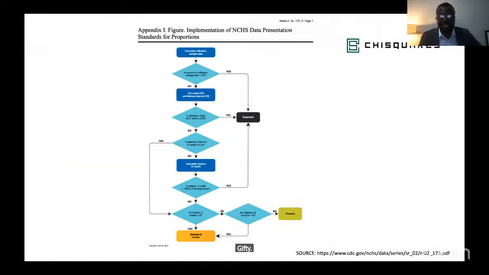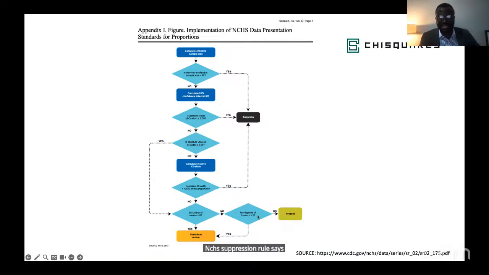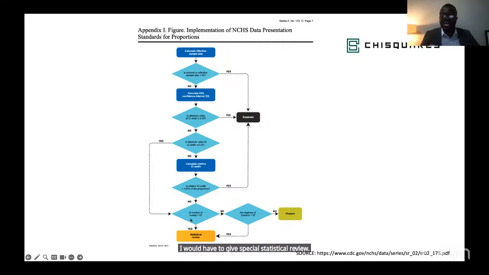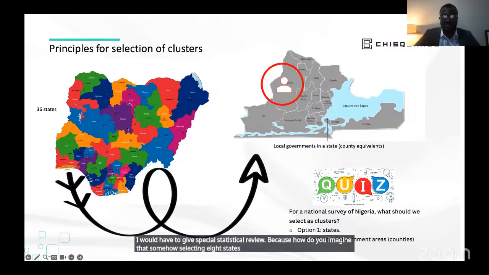Yeah. So if you have 5 clusters selected, and even if you're not stratifying, that means it is 5 minus 1. And the NCHS suppression rule says that if your degrees of freedom is less than 8, then there's a very high likelihood that your study doesn't have sufficient precision, and we would have to give it special statistical review. Because how do you imagine that somehow selecting 8 states, or 5 states, would be representative of a country? Your clusters are too large.